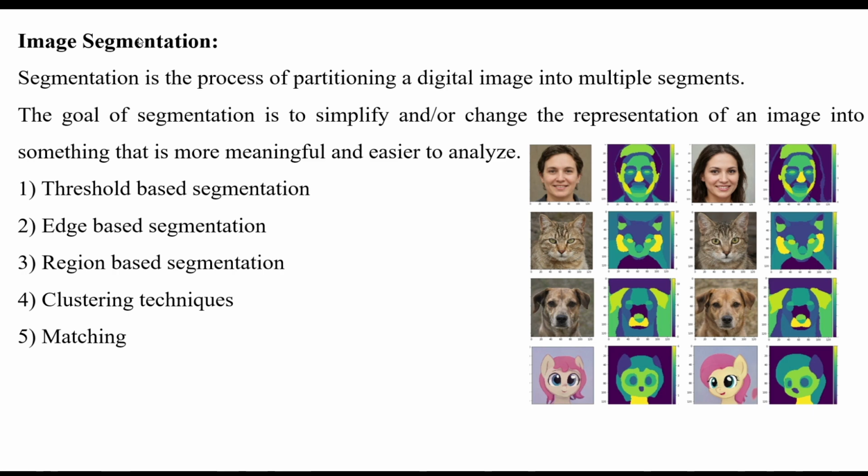See here in the picture, this is the original image, and on its right side the digital image is produced into multiple segments. We can see clearly how they are looking, how they are laughing, and what their facial expressions are, which can be clearly estimated in the multiple segments. So the goal of segmentation is to simplify and/or change the representation of an image into something more meaningful and easier to understand. Basically, we have threshold-based segmentation, edge-based segmentation, region-based segmentation, clustering techniques, and matching. These are the image segmentation techniques.